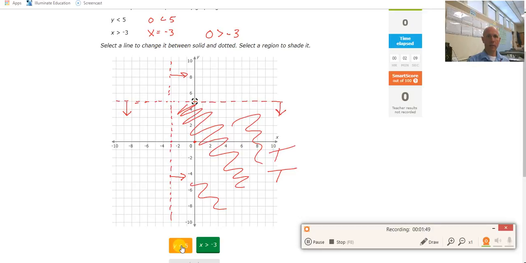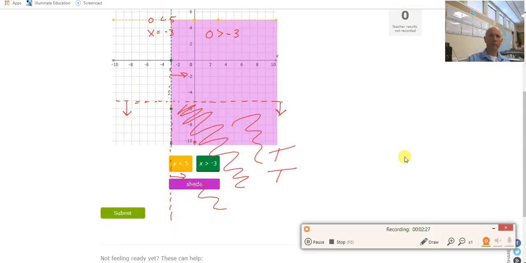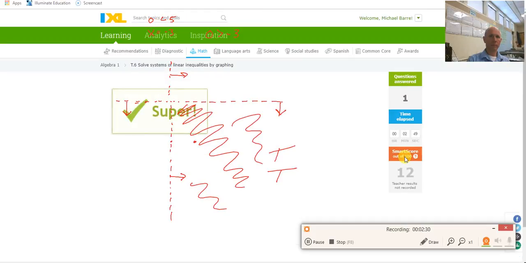So now let's get that into the system. Y is 5. There's the first one, and I have it as dashed. X is -3, and I have it also as dashed. Oh, okay, I've got to push the shade thing. There it is. Let's see if that is correct. Super.